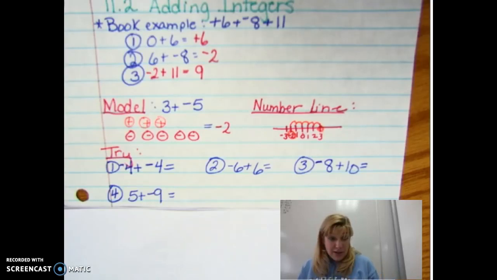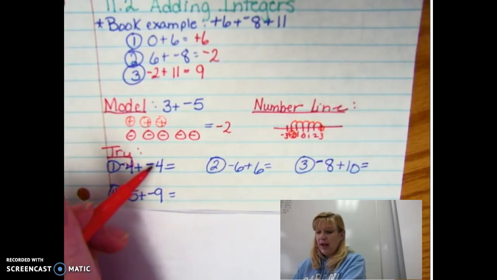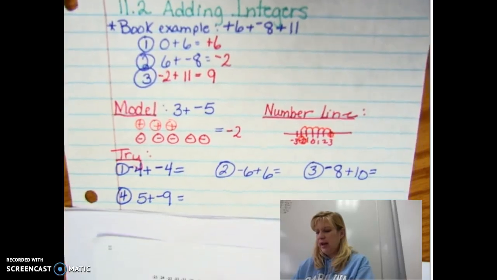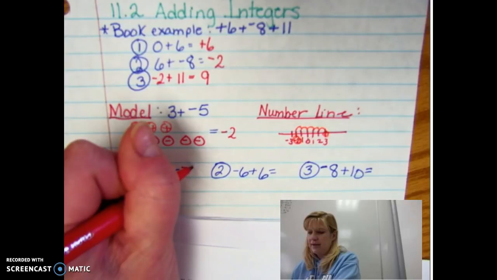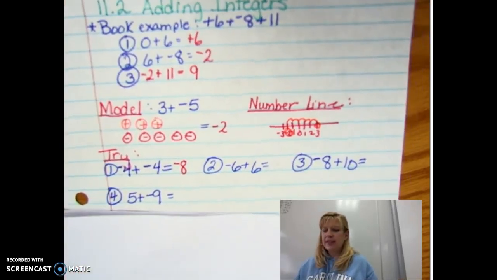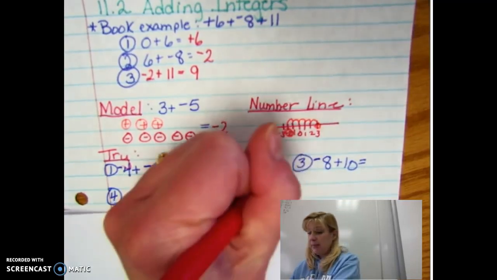Okay, if you are ready to try these, we have a -4 and another -4. If we're at a -4 on a number line, we're going to back up 4 more places. It's going to be -8. If we have a -6 and then we add a 6 to it, we're going to end up at a 0.